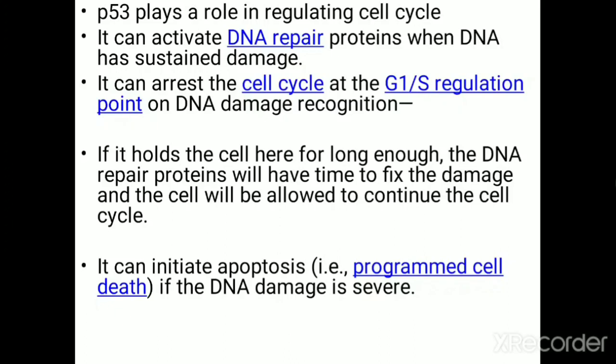So once the DNA damage has been repaired, the cell enters into M phase. If there is a severe DNA damage, then the cell enters into apoptosis. Apoptosis means programmed cell death. That is a normal biochemical event that takes place in the cell population.